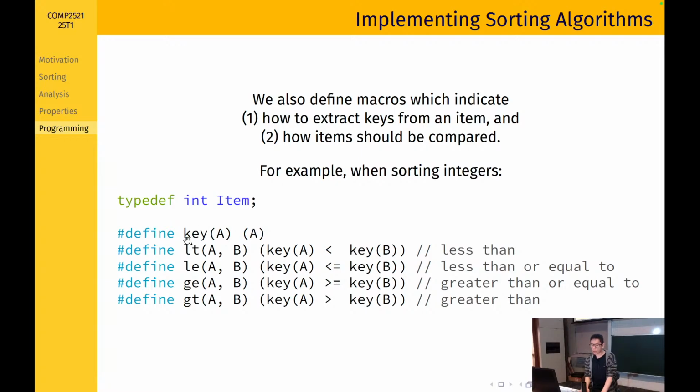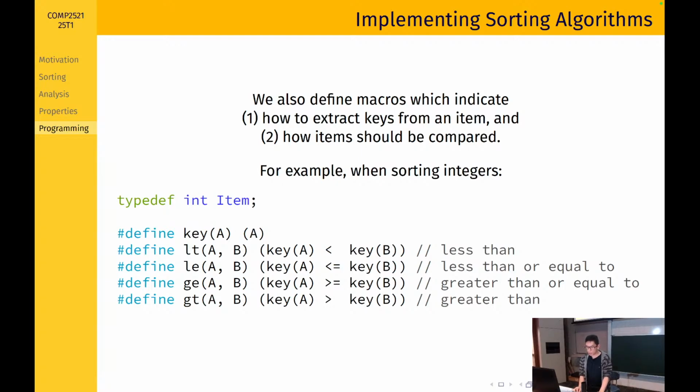Okay, so if your items are just integers, then you can define what we call macros for less than or equal to, greater than or equal to, greater than. So for example, what this line is doing is it's saying that in the code, whenever we see LT, and then two arguments, so when we see something that looks like a function call to LT that takes in two items, that's going to be the same thing as getting the key of the first item and then using less than to compare it to the key of the second item.